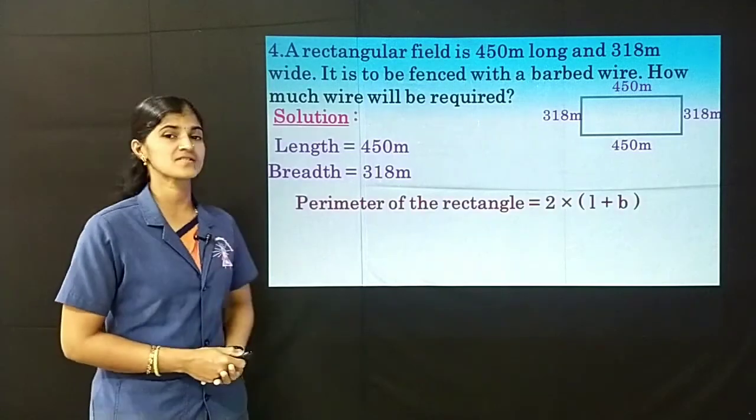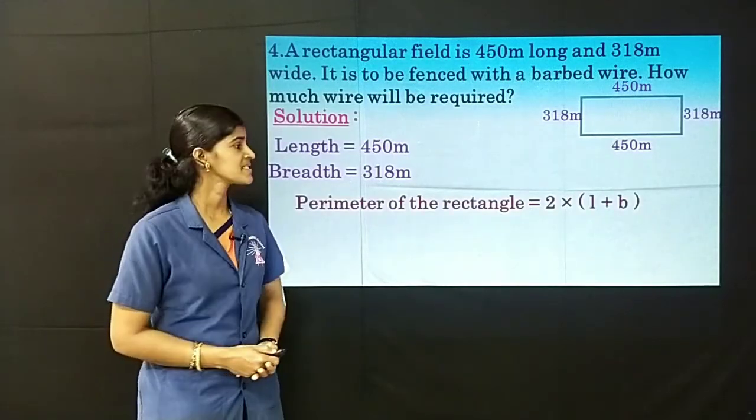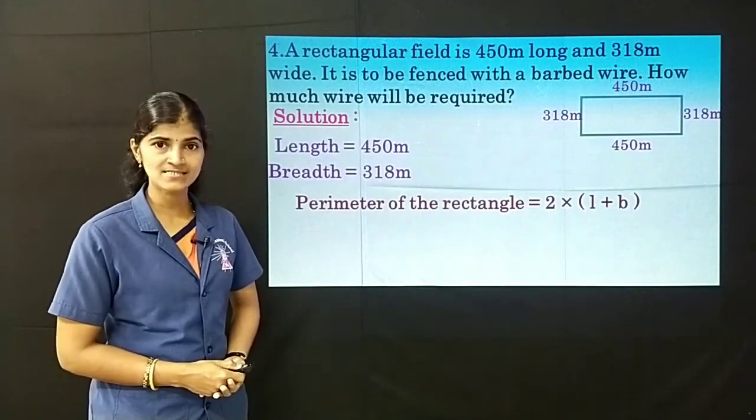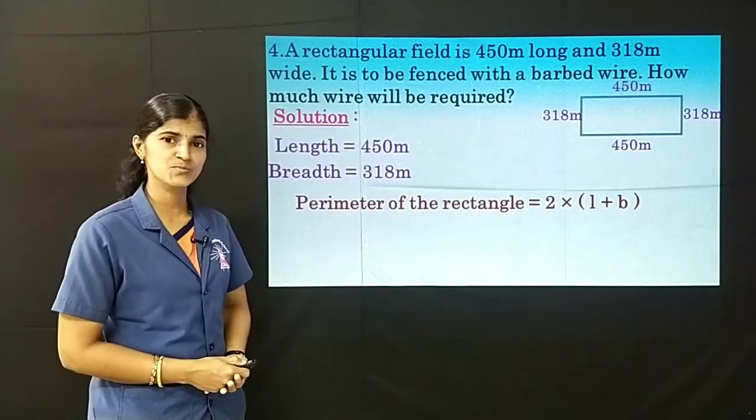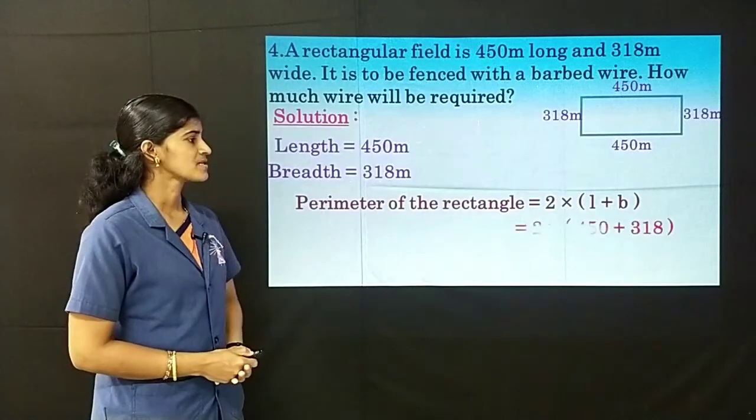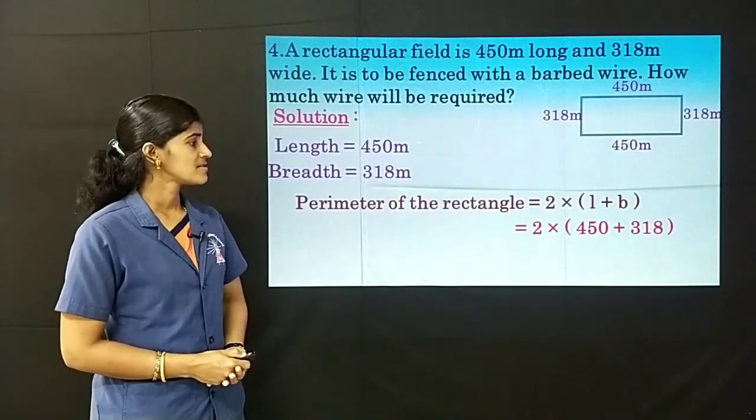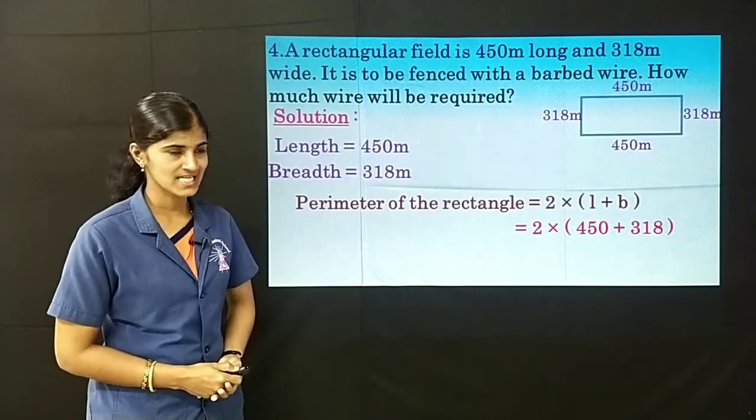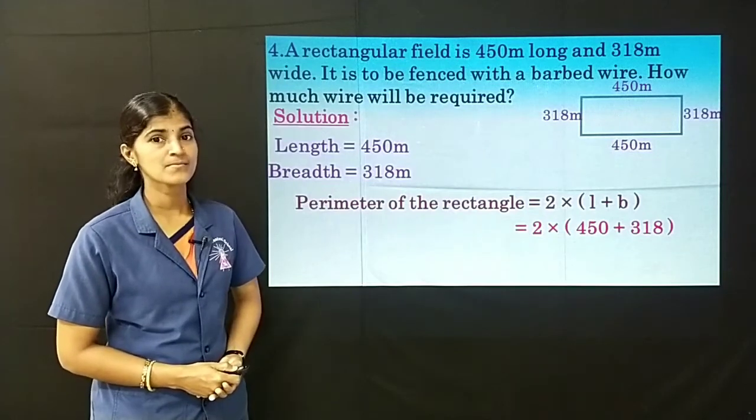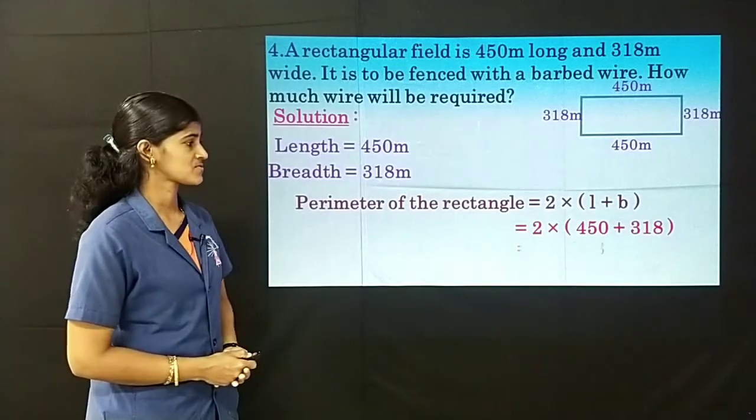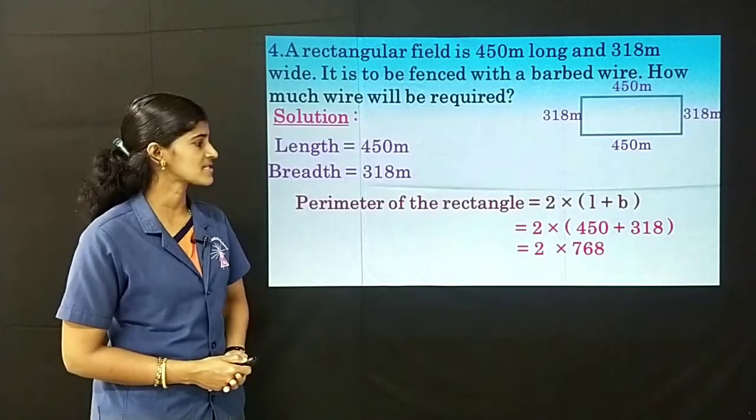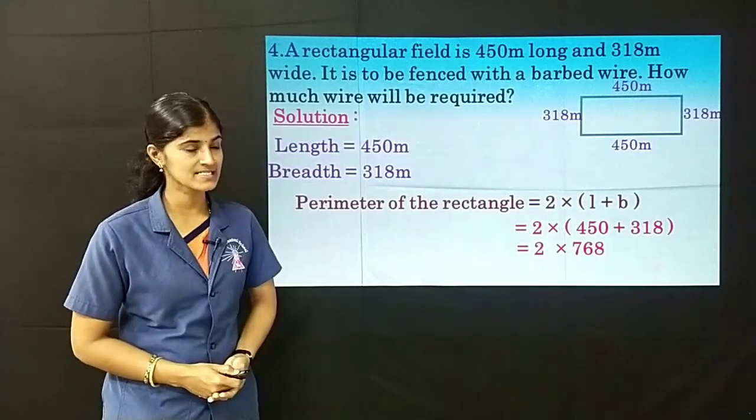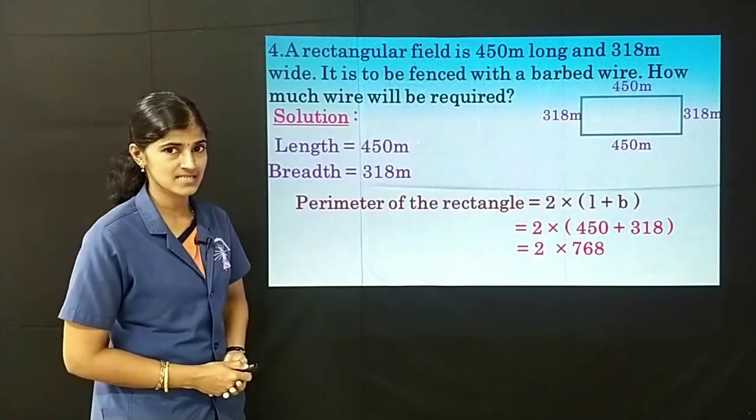Okay. Now perimeter of the rectangle, we know the formula, it is 2 into L plus B. L is length, B is breadth. Let us put the values. So 2 into length is 450 plus breadth is 318. Now we have to solve the bracket numbers first. So the answer inside the bracket, the sum of 450 plus 318, is 768.